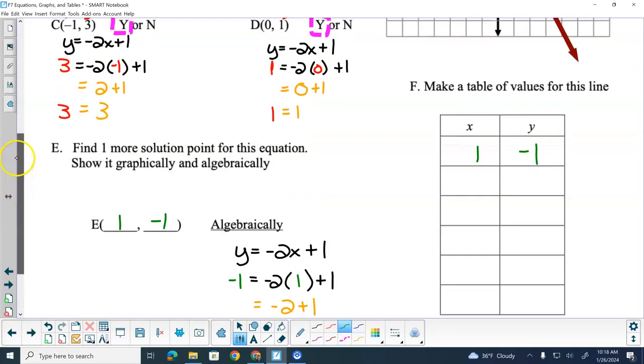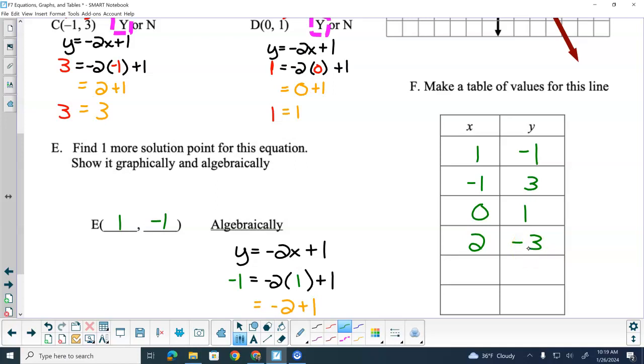We also had two other points. We had point C, negative 1 comma 3, which would go in the chart as a negative 1 in the left column and a 3 in the right column. We also had point D, 0 comma 1, that would go in as a 0 in the x column, 1 in the y column. We had point A, 2 comma negative 3, go in there. That one works out as well.